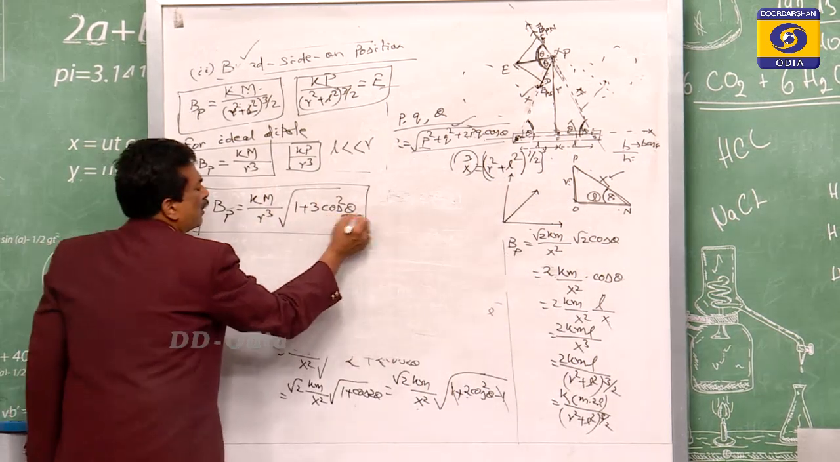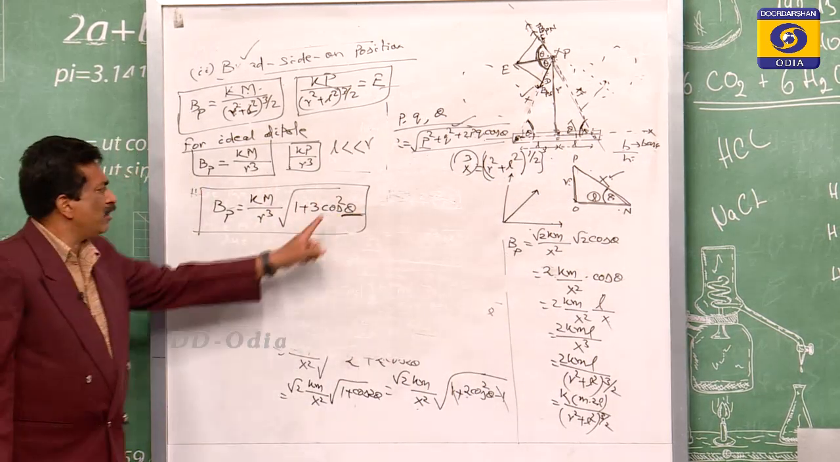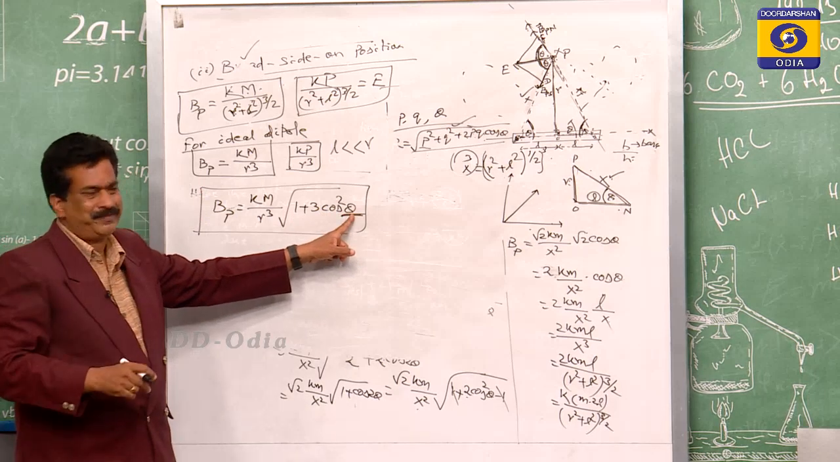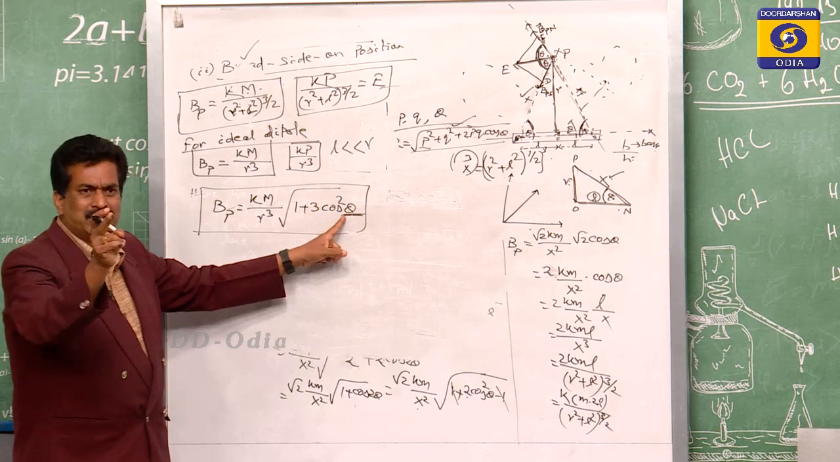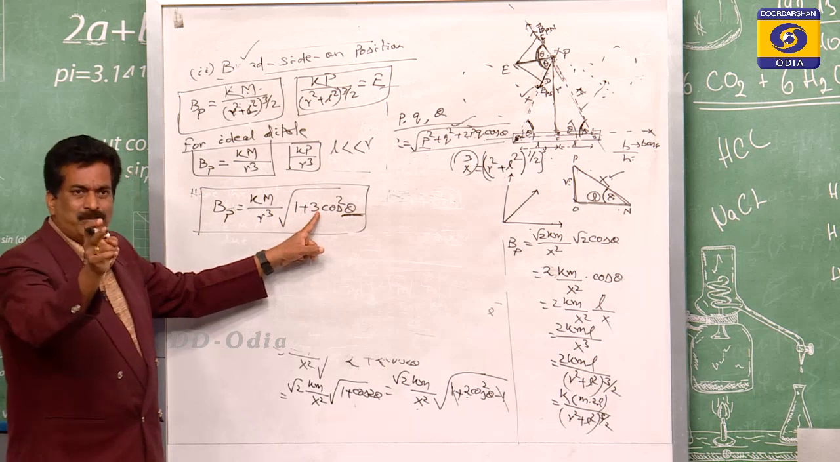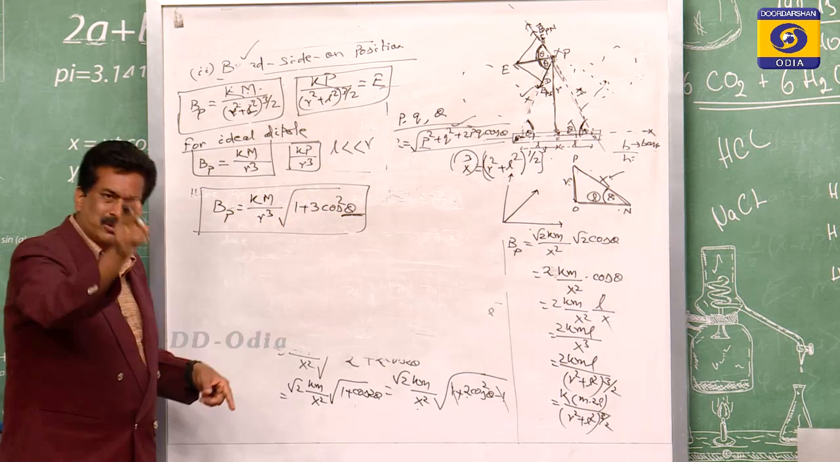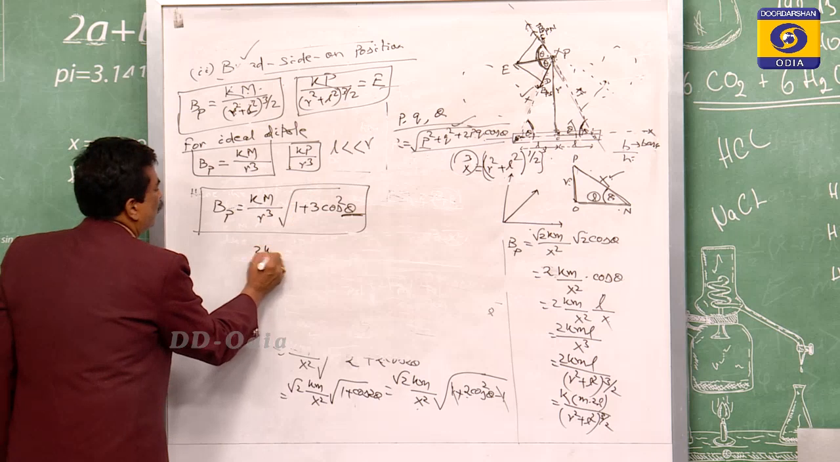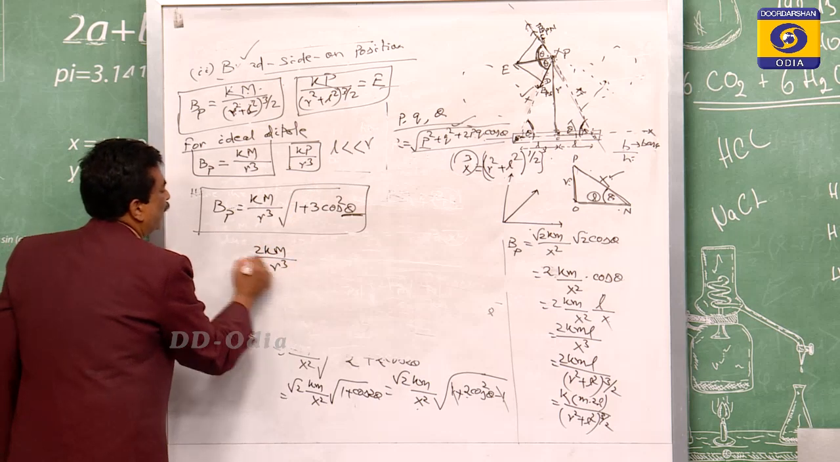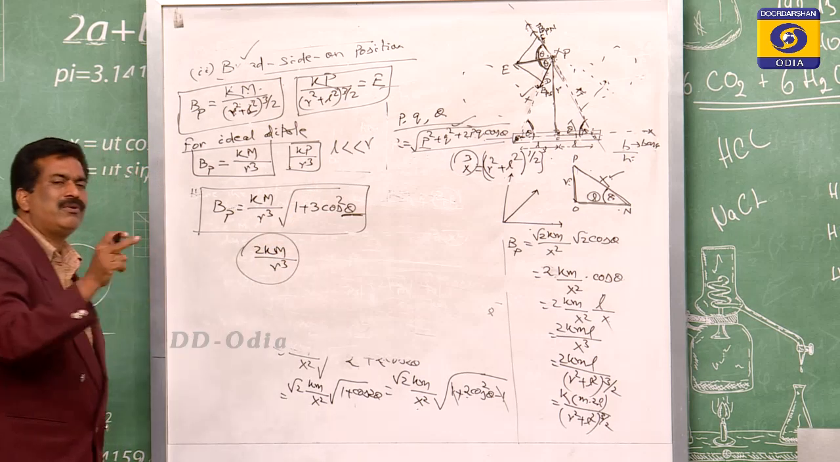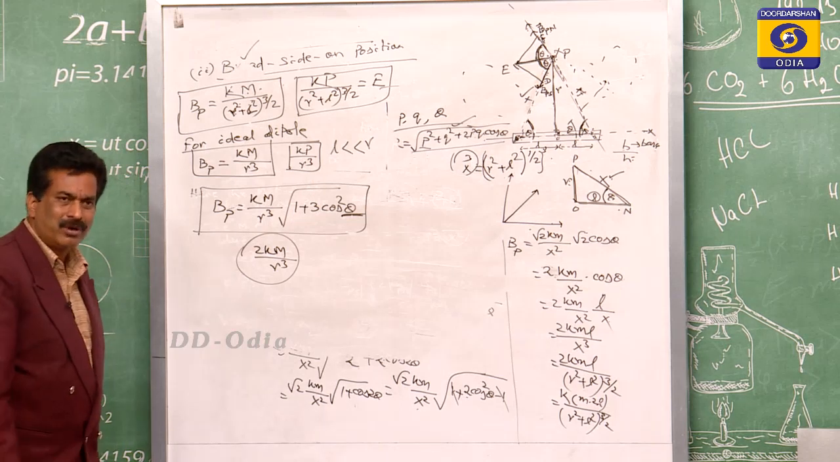If you put the theta value to be 0, cos 0 is equal to 1, 3 cos square theta will be 3, 3 plus 1 is 4, 4 root over is 2, so that will be 2 K m by r cubed. Is it not the value for the axial position? Go through your note.